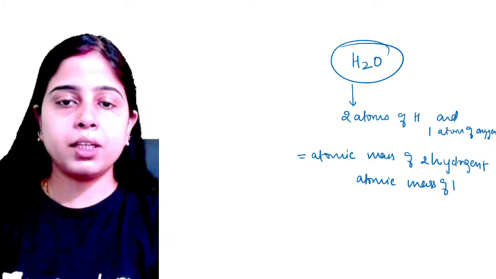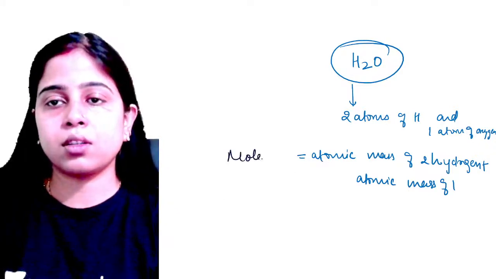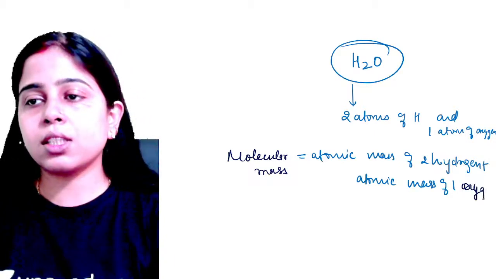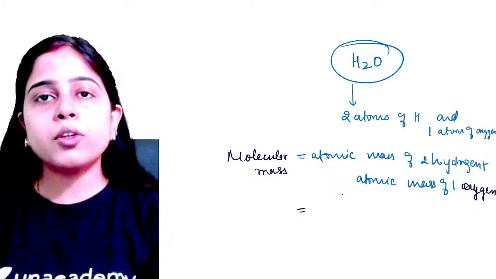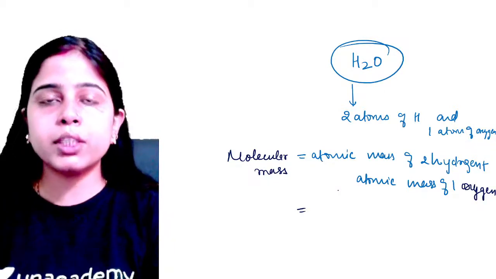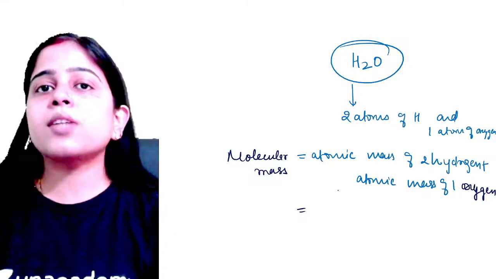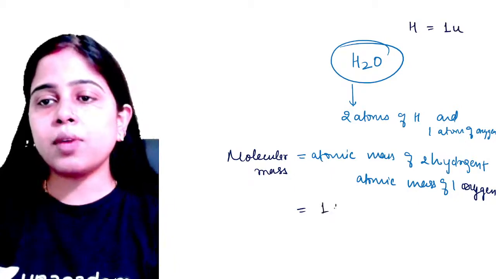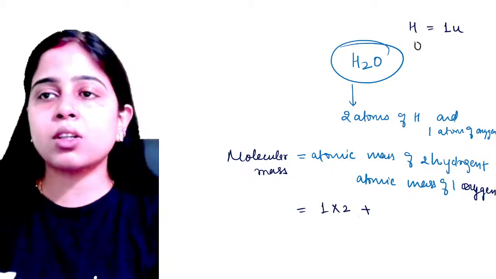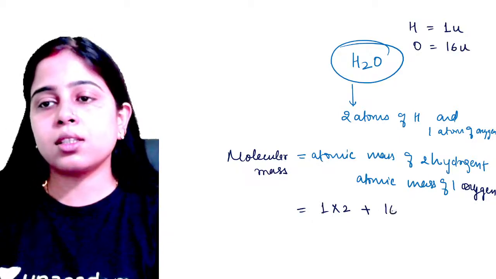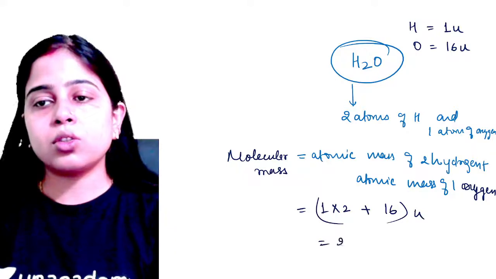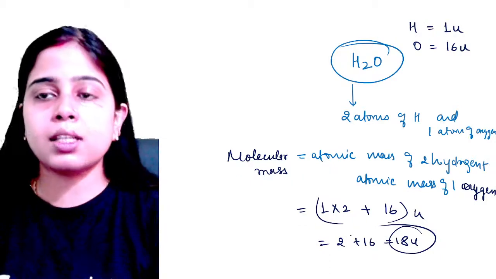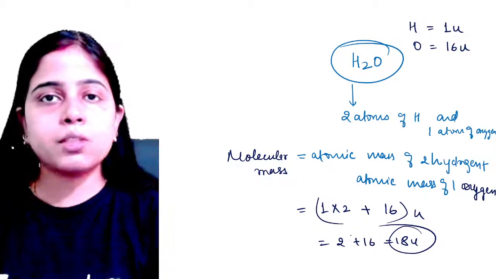Just let me write it properly for you. Atomic mass of one oxygen atom. Now for two hydrogen atoms, how will you find the atomic mass? You need to understand the atomic mass of one hydrogen atom. One hydrogen atom has an atomic mass of 1 U. So 1 into 2 plus the atomic mass of one oxygen atom, which is 16 U. Add both: 2 plus 16, you get 18 U. So 18 U or 18 AMU is the molecular mass of this molecule of water.